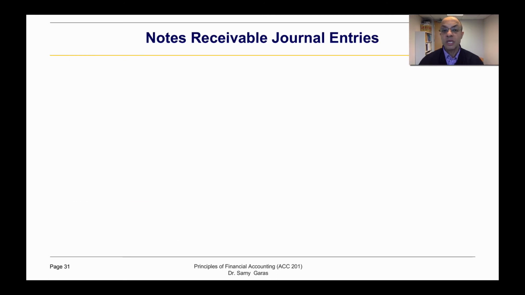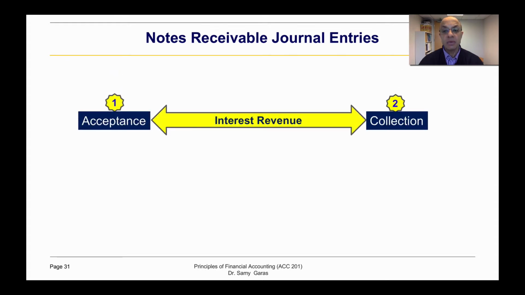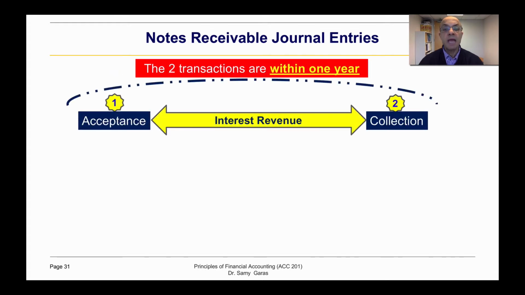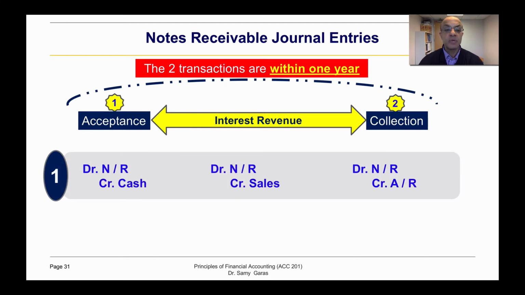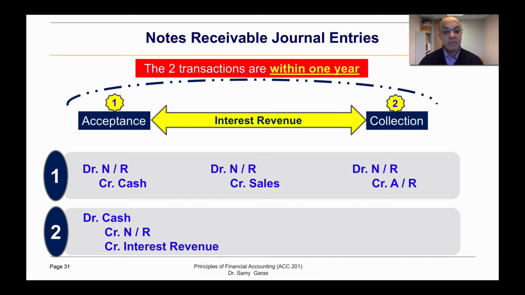So what are the journal entries for the note receivable if the acceptance and the collection happened within 1 year? First, when we accept the note, we debit note receivable and credit either cash or sales or accounts receivable. It depends on the situation. When we collect the note, we debit cash, credit note receivable, and credit interest revenue. So we calculate the interest at the collection time, not the acceptance time.